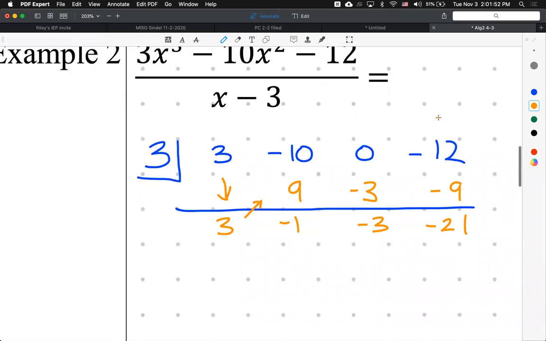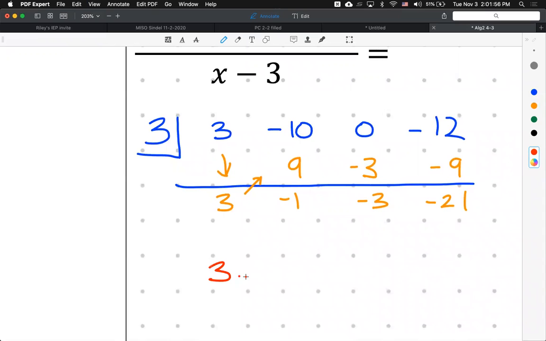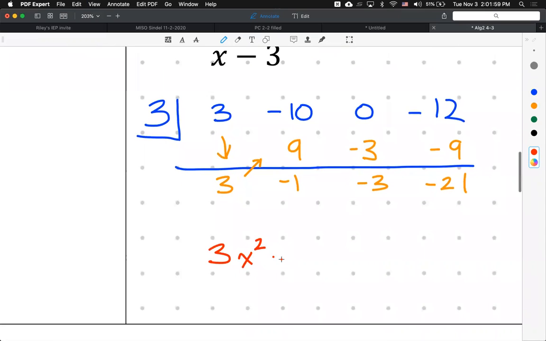Jose. 3x squared minus x, yep. That's simplified because negative 1x is negative x. There it is. Thank you. And I'm going to box it.